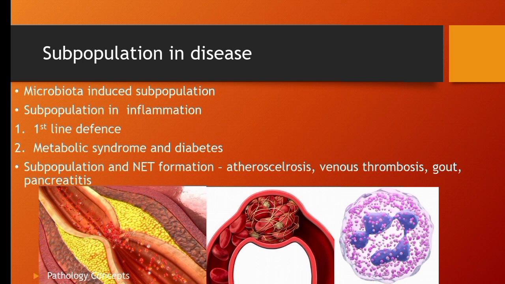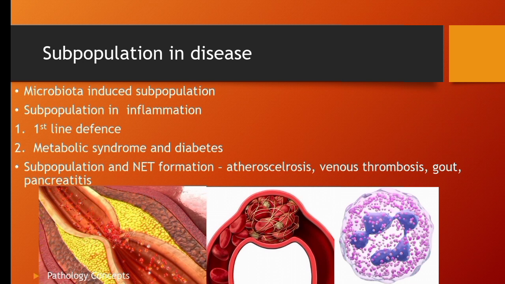Subpopulation in inflammation. We have already discussed the first line immune defense by the neutrophil at the site of infection or inflammation. Now here we are discussing obesity, where the inflammatory state is seen and where neutrophils increase rapidly and metabolic imbalance is generated. The activated neutrophil first releases the elastase enzyme from the eosinophilic granules, and this enzyme destroys the insulin receptor substrate 1 in adipocytes and in hepatocytes, and this leads to the insulin resistance and the lipogenesis. So the neutrophil has an important role in the metabolic syndrome and diabetes.